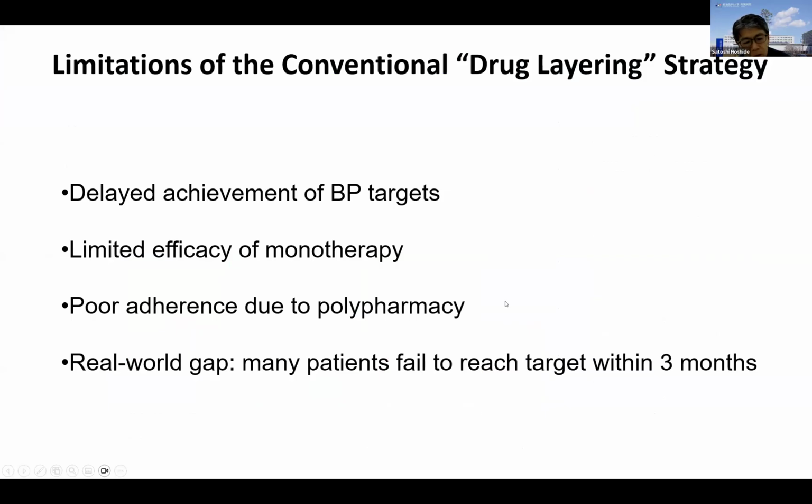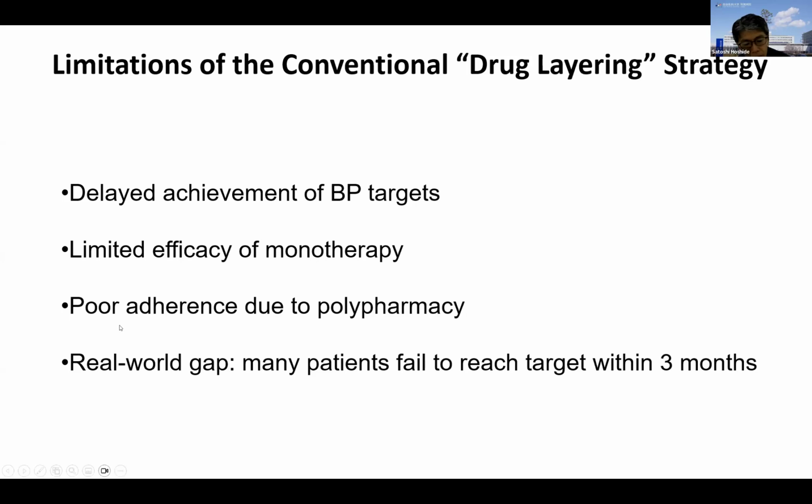We typically start with monotherapy, then titrate the dose, and only after that consider adding a second or third agent if the patient remains uncontrolled. But first, this stepwise strategy delays the achievement of blood pressure target, often by weeks or months. Second, monotherapy has limited efficacy. Most antihypertensives only reduce the blood pressure by about 9 to 10 millimeters of mercury on average.